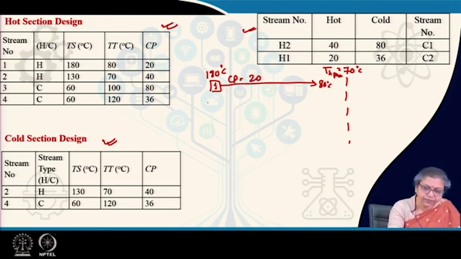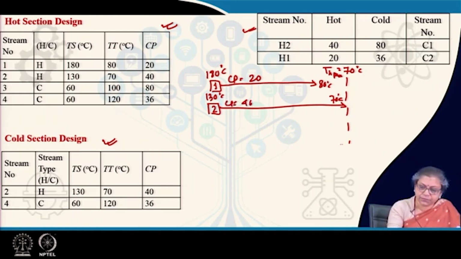20. Next stream, stream 2, in this particular case starts from 130 degree centigrade and extends till 70 degree centigrade, right. The Cp in this particular case is 40.